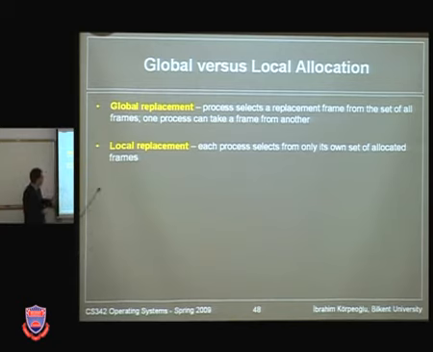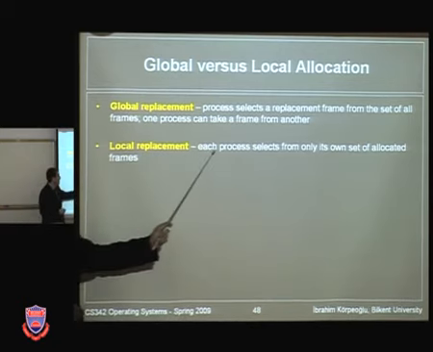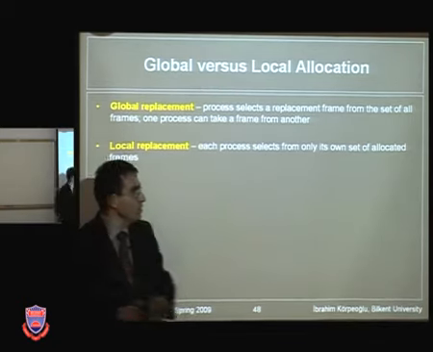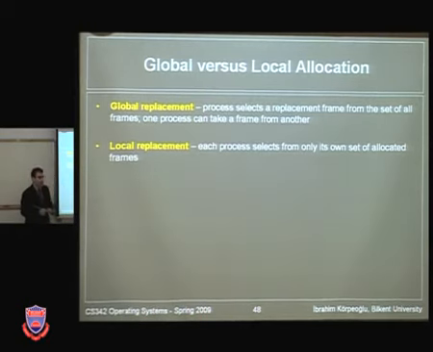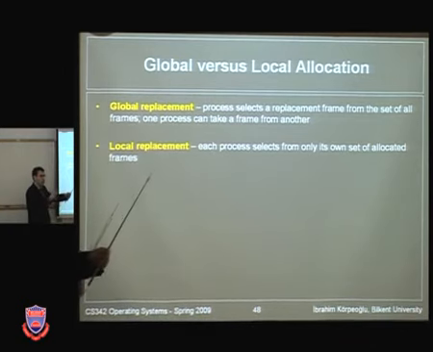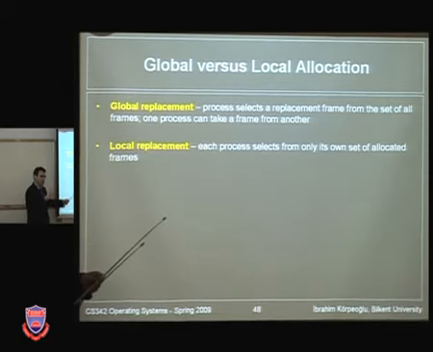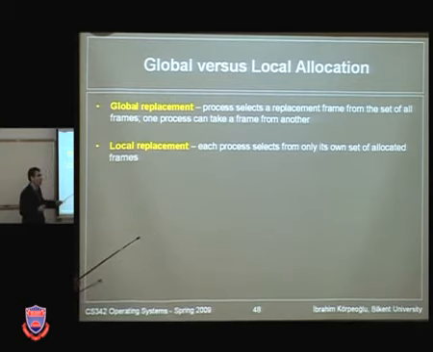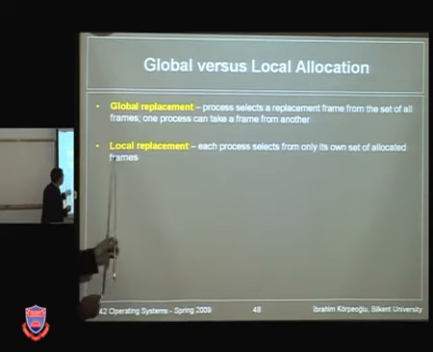If we apply the first strategy, where each process selects only from its own set of allocated frames to replace a frame, then we apply a local replacement strategy. So assume you are a process, you have been given 10 frames, and all these frames are filled up with your pages. You again need a new page. Now you will select one page for removal. If you just consider your own frames for removal, then you are applying a local replacement strategy.